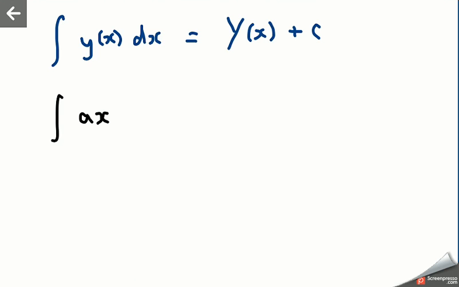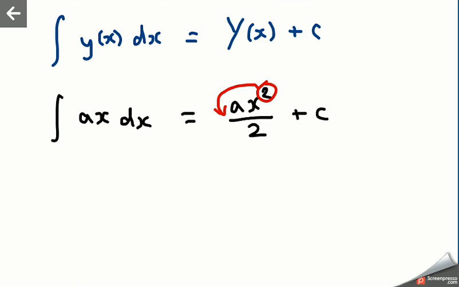So if I say the antiderivative of ax dx, then the answer is pretty easy. It's just ax squared divided by 2 plus some constant, because when I differentiate this thing, I'm going to bring the 2 down, and then it will cancel with the 2 on the bottom, and I'll just be left with ax, and of course the constant will go away when I differentiate. So this is the family of functions that differentiates to give me ax when I differentiate with respect to x.